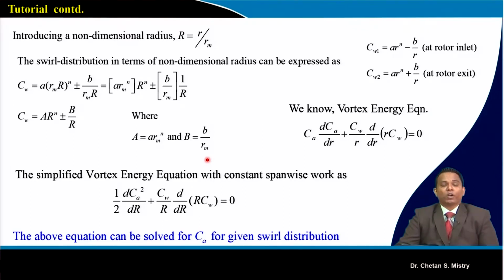Now, from our vortex energy equation, which we have modified in terms of capital R, so in place of writing small r, I can put my capital R. Simplifying this equation gives the formulation for the variation of axial velocity with radius and the variation of the whirl velocity component with radius. This is the equation we will be using to calculate the variation of axial velocity for both the methods.